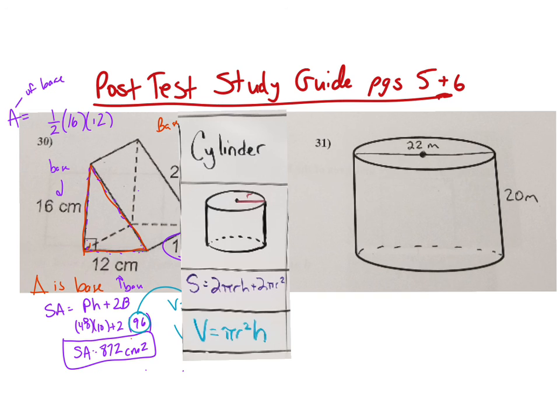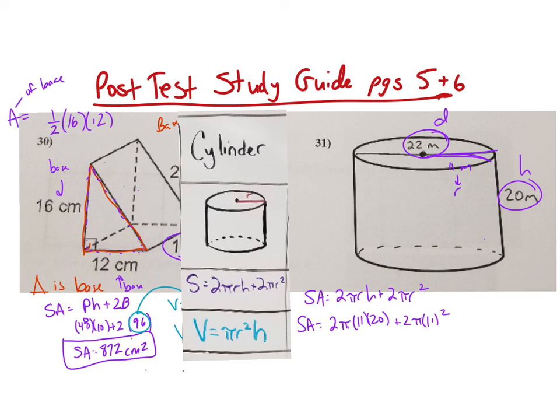All right, so I added the hint page for cylinder. This is a cylinder. So my surface area is equal to 2 pi r h plus 2 pi r squared. This is the diameter, so the r is actually half of that. So 11 meters is my radius. This is my height, so that's all I need to know to plug it in. Surface area is equal to 2 pi r is 11. Height is 20. Plus 2 pi, remember r is 11.